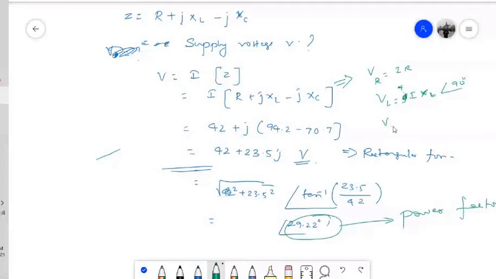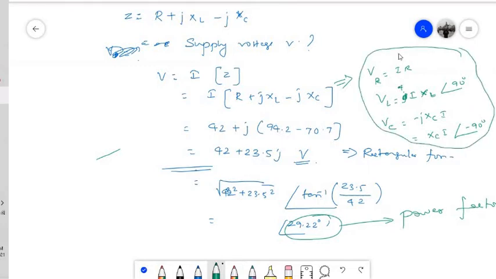Similarly, for VC, it will be minus jXC into I. This can be further written as XC into I at minus 90 degree. Now, using this only, I am actually going to draw the phasor diagram. This is the information required for me to draw the phasor diagram.